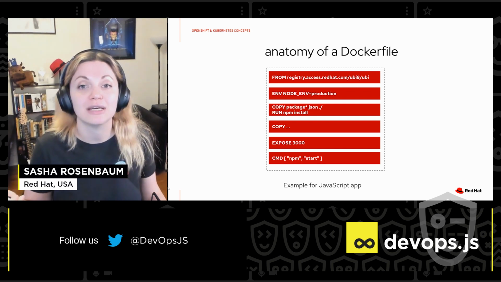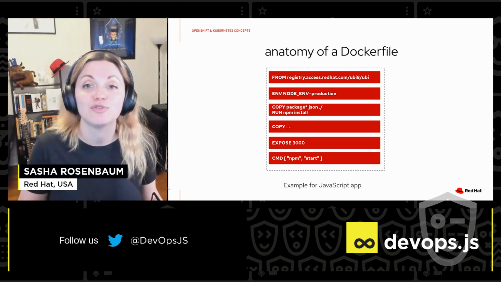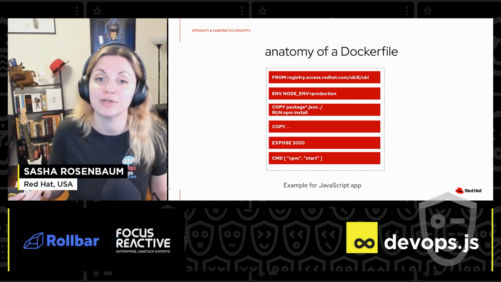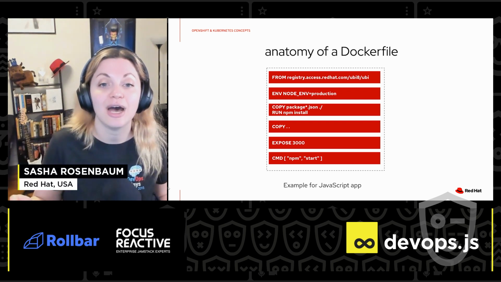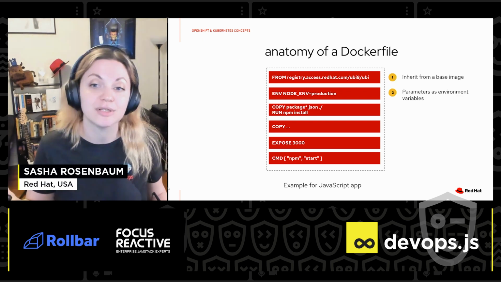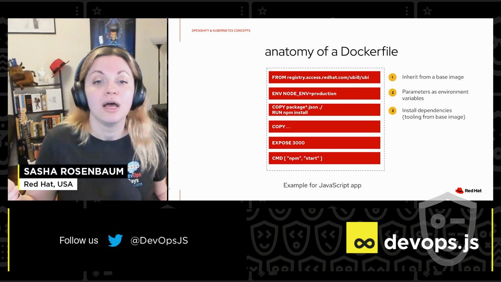And if you are in a big enterprise, you're probably pulling from an internal registry. If you are just building for yourself, then maybe you're pulling from Docker Hub or some publicly available registry. And then you have basically defining your environment variables. You can install dependencies. So your dependencies tooling basically depends on your base image and on the runtime that you need.